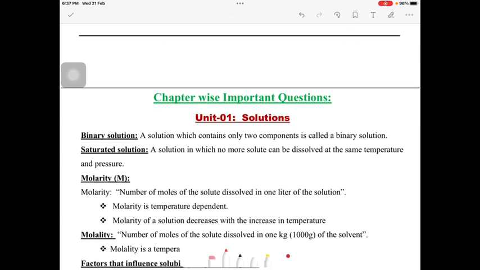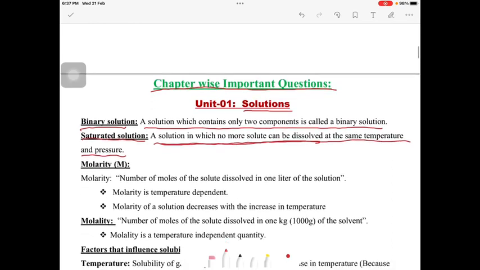Now I am going to explain chapter-wise important questions. First chapter is Solutions. Let me explain a few basic concepts in the solutions chapter. First, binary solution. What is a binary solution? A solution which contains only two components is called a binary solution. Saturated solution. What is a saturated solution? A solution in which no more solute can be dissolved at the same temperature and pressure.